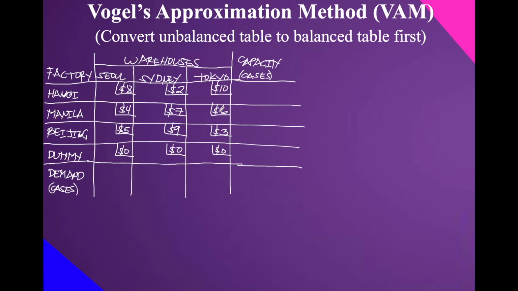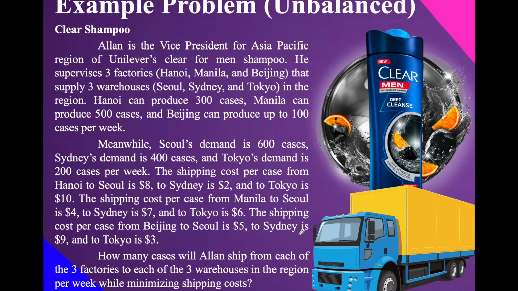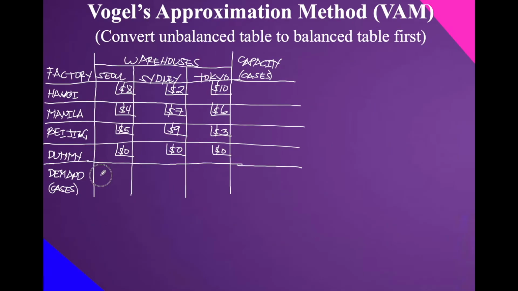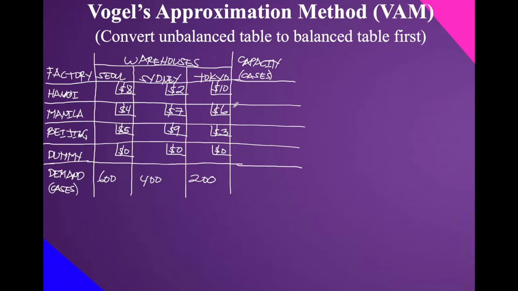For the demand, we have 600, 400, and 200. And for the supply or the capacity, let's have 3, 5, 1, and 3. Okay.